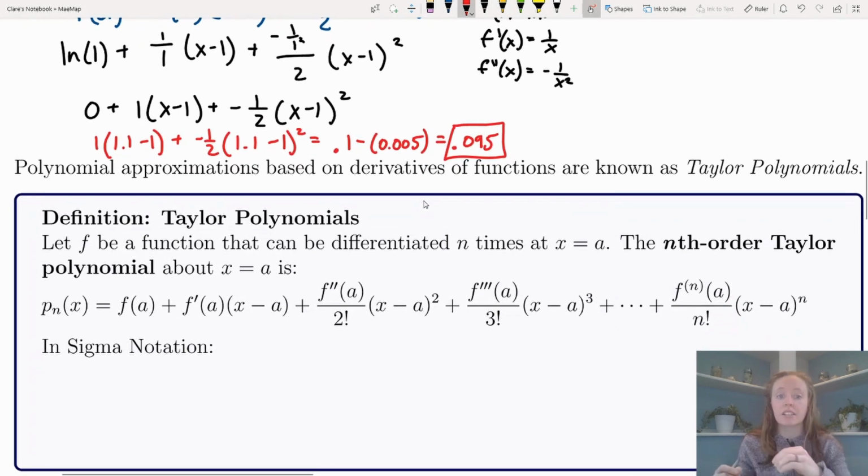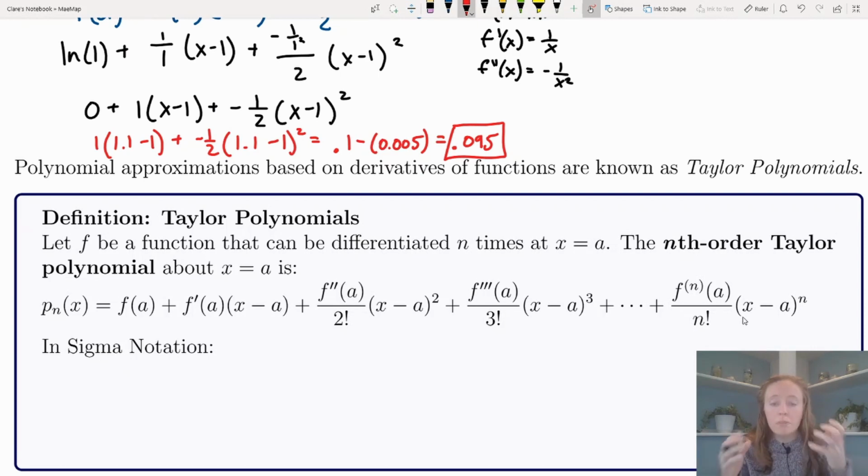P sub n of x is equal to f of a plus f prime of a times x minus a plus f double prime of a over 2 factorial times x minus a squared plus f triple prime of a over 3 factorial times x minus a cubed, and so on, continuing to add those terms up until the nth derivative of a over n factorial times x minus a to the n.